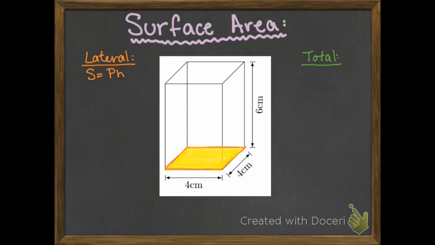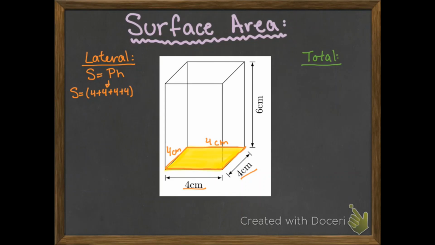So this side is 4 centimeters. This side is 4 centimeters, which means this side is 4 centimeters. And this side is also 4 centimeters. So you would simply add all those sides together. Side plus side plus side plus side. So S equals 4 plus 4 plus 4 plus 4. So I have all the sides, which is the perimeter. That's how you would find it.